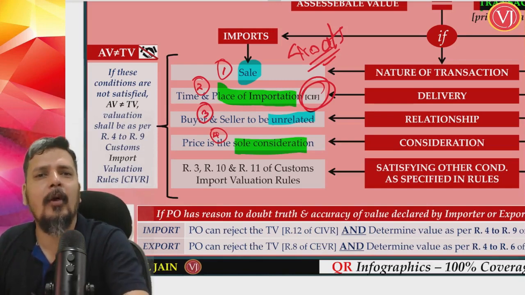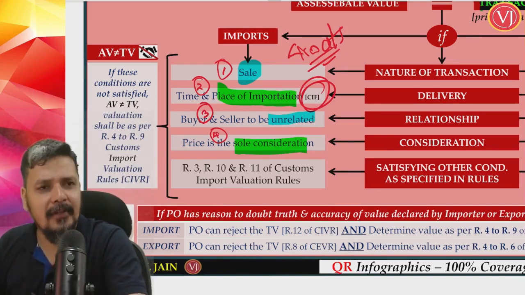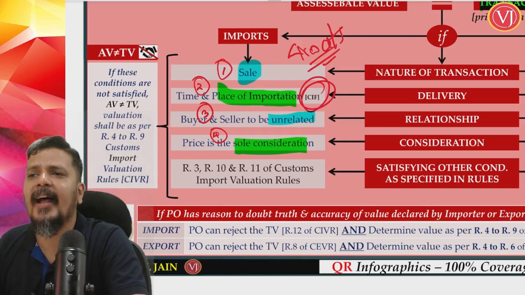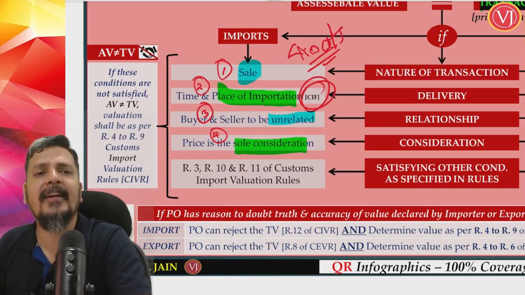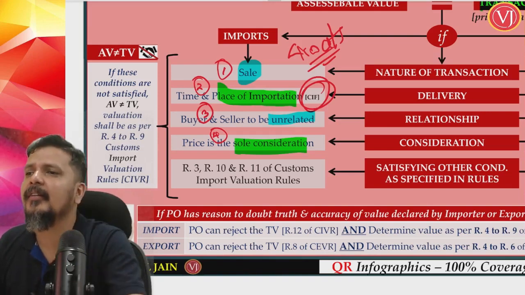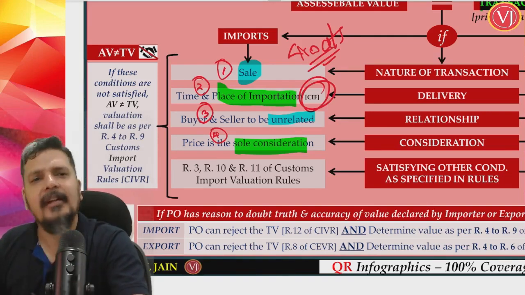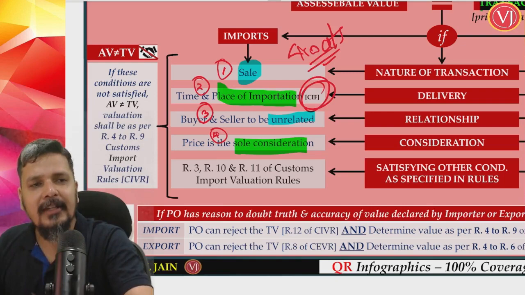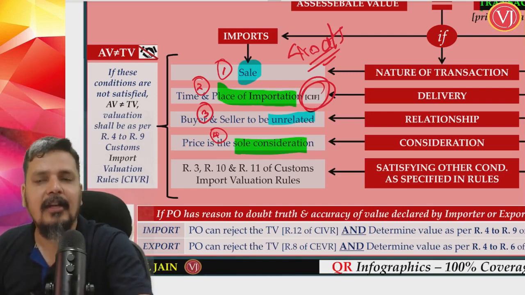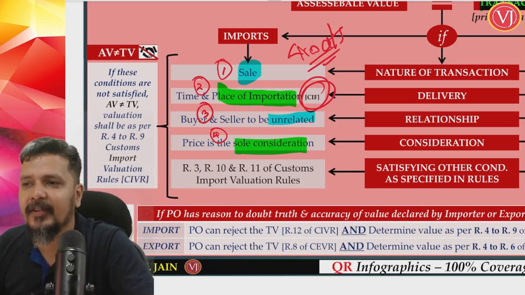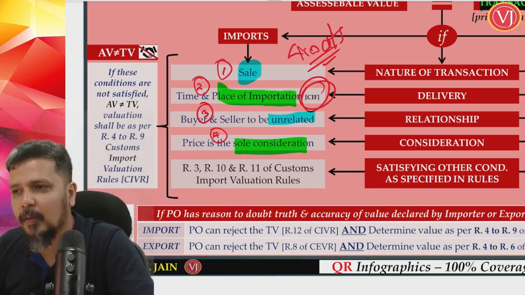I can get the goods from outside India as a gift, or as free samples, or acting as an agent of a foreign supplier. There is no sale. But here they tell that if you want to come in main rule, rule 3, there should be a sale transaction. Delivery should be at place of importation, that is India. Unrelated party transaction and price being the sole consideration.